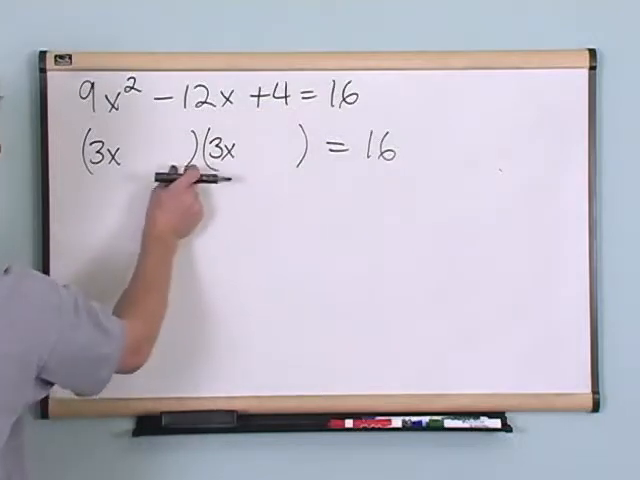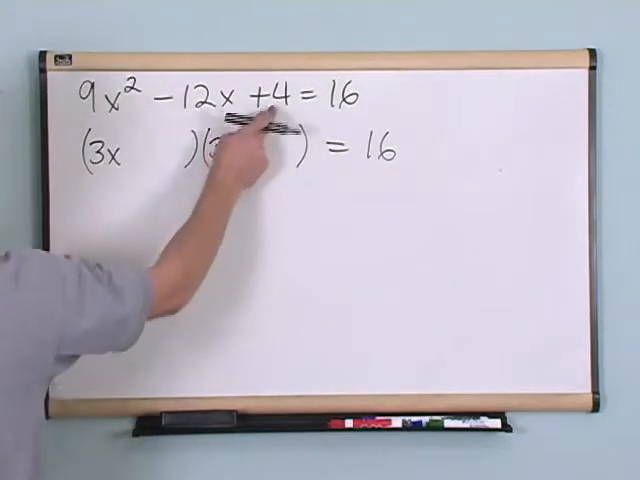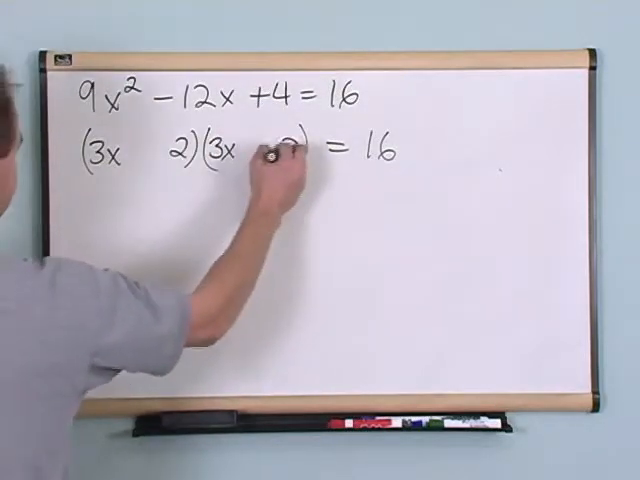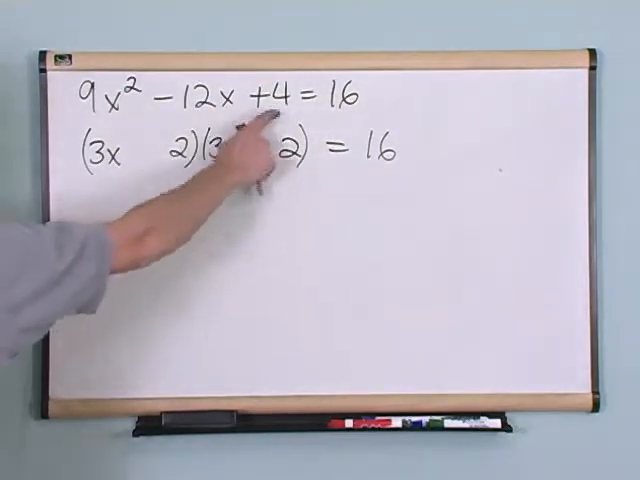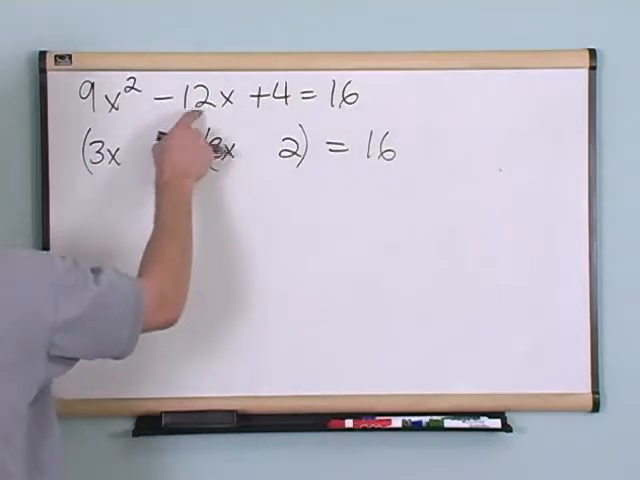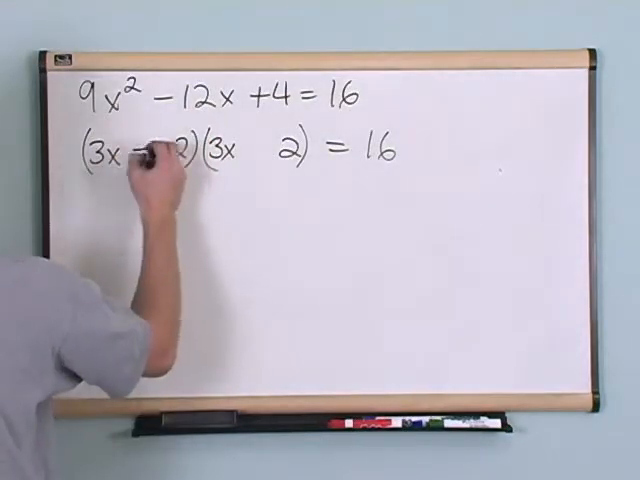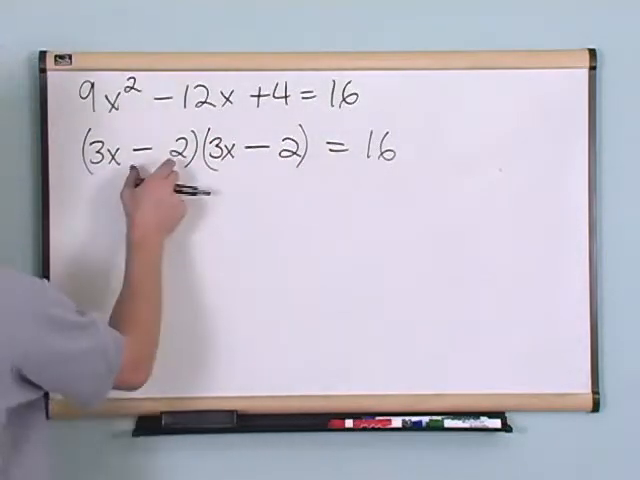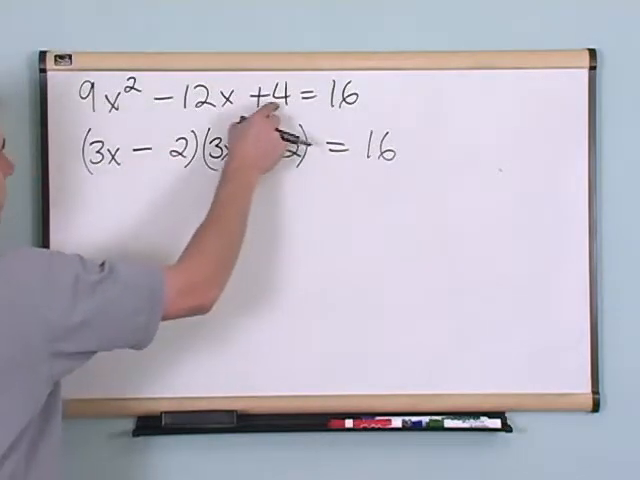For 4, the last two terms are going to be multiplied to give me the 4. So I'm going to pick, for now, 2 times 2 is going to give me 4. And so I'm going to leave that. And now my goal is to pick some signs here that are going to make the middle term work out. So for right now, I'm going to pick negative signs. Negative 2 times negative 2 gives me positive 4.